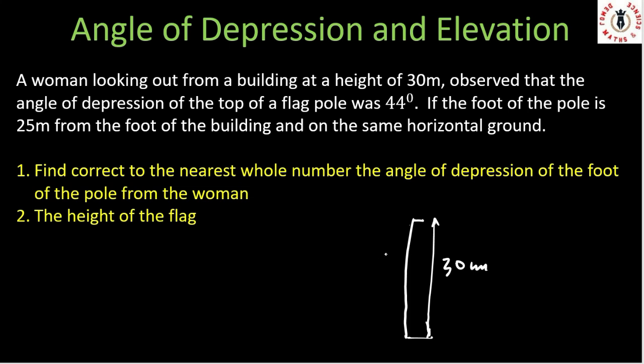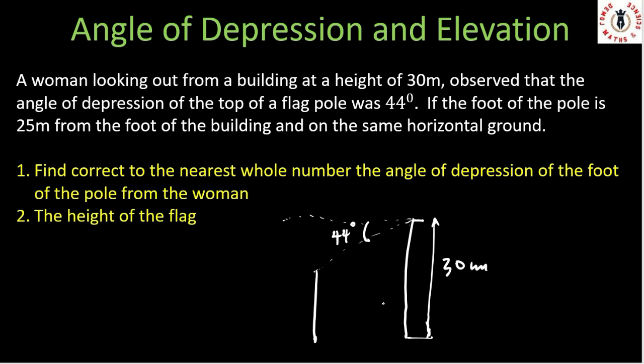The angle of depression of the top of a flag pole was 44 degrees. That means a flag pole is standing somewhere around the building, and the angle of depression of that flag pole is 44 degrees. Since it's an angle of depression, our eyes have to come down to see the top of the pole. I'll pick the angle of depression this way to be 44 degrees.